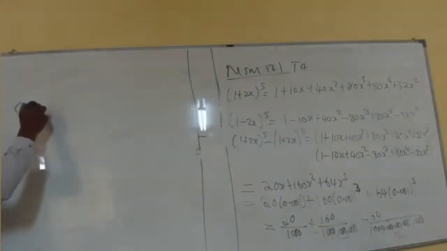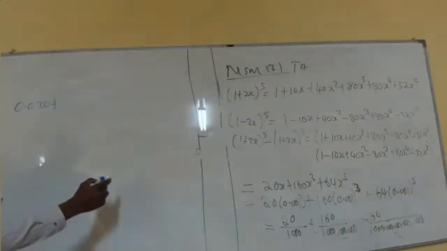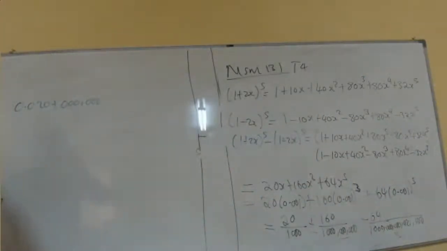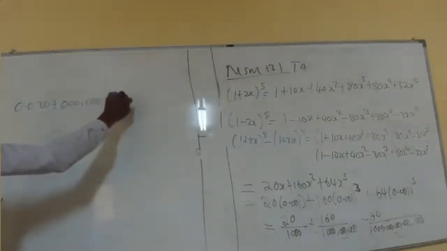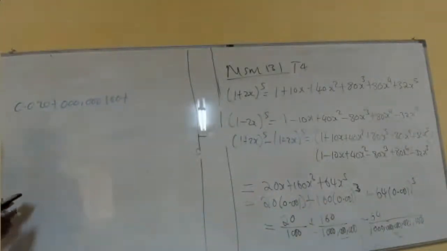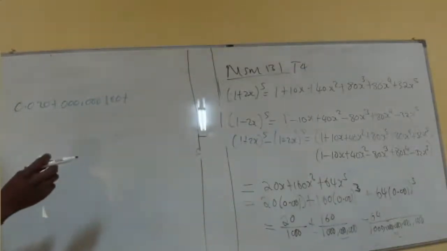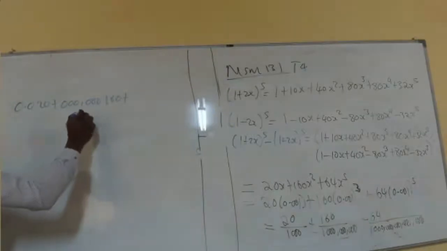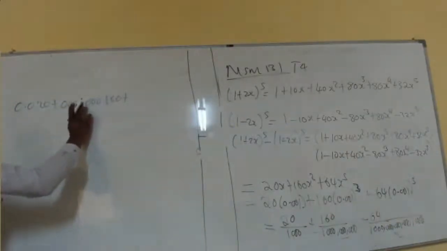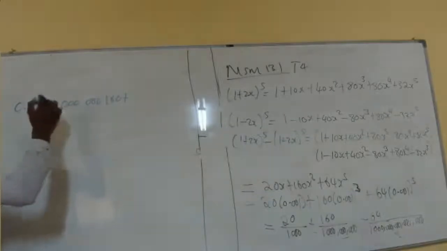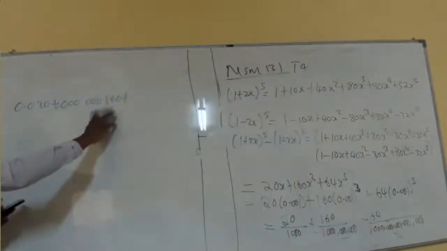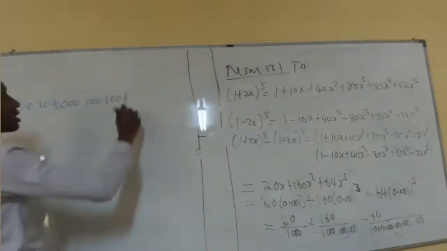so 0.020 plus, that one is 160, so we have 1, 2, 3, 4, 5, 6, 160 plus then we have that's 64. These are decimals, by the way. You've got decimals there. So 0 point, 6 zeros before the nine, then plus 0 point.